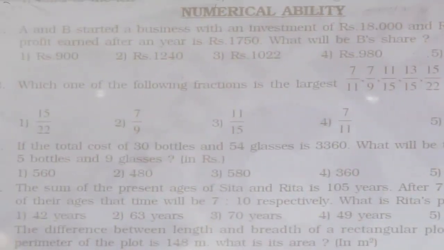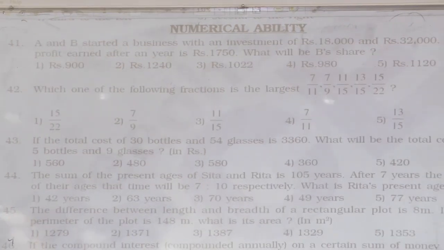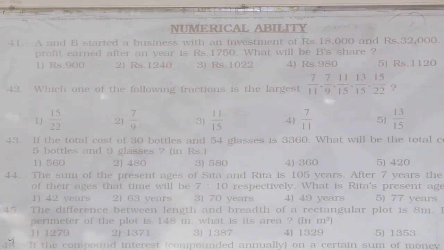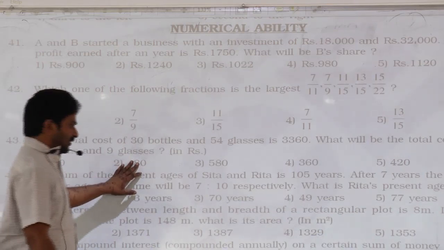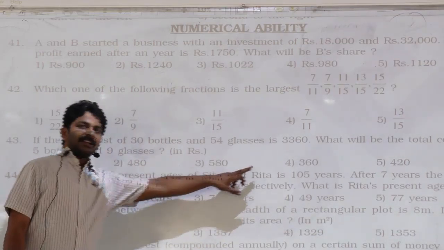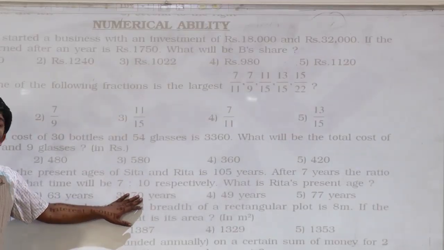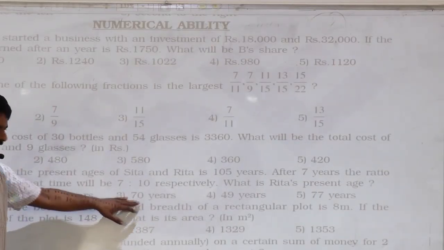Next. The sum of the ages of Sita and Rita is 105 years. After 7 years, the ratio of their ages at that time will be 7:10 respectively. What is Rita's age? You asked us about Rita's age. Now, forget about the sum of their ages. You are given the ratio between Sita's age and Rita's age, which is 7:10 after 7 years.